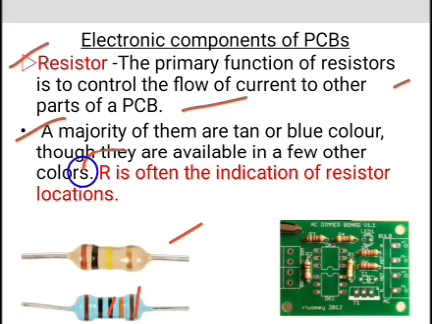So, R is often the indication of resistor locations on PCB. So, this is a PCB board. Here they are indicating the resistor components R1, R2, R3, R4. That means if there is more than one resistor, they will be labeled as R1, R2, R3, and they will give a number for the components. So R1, R2, R3, R4, they are indicating.